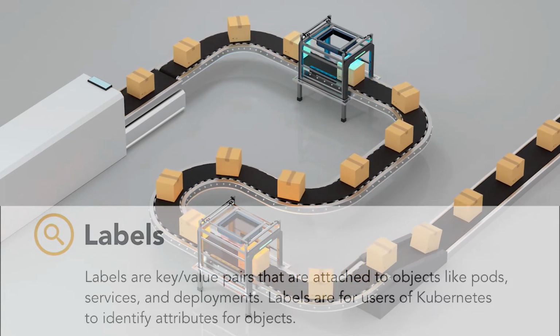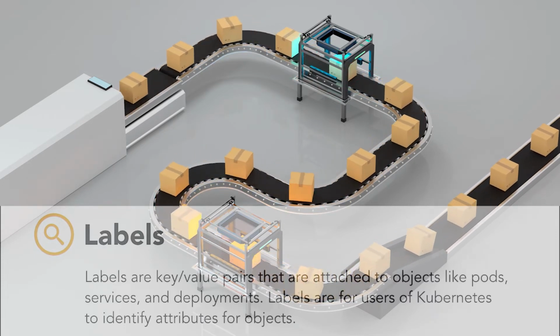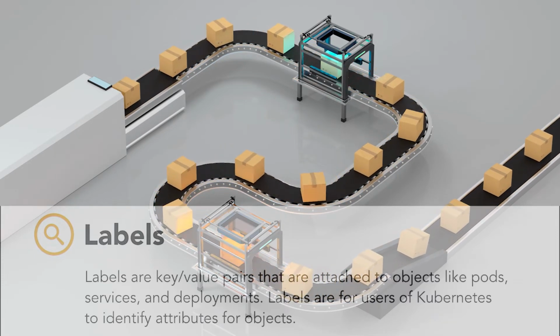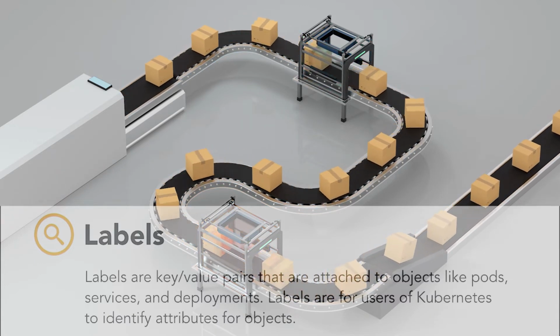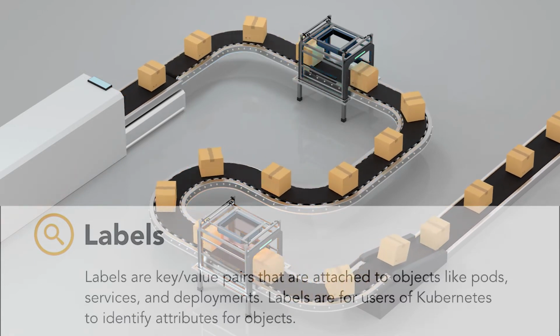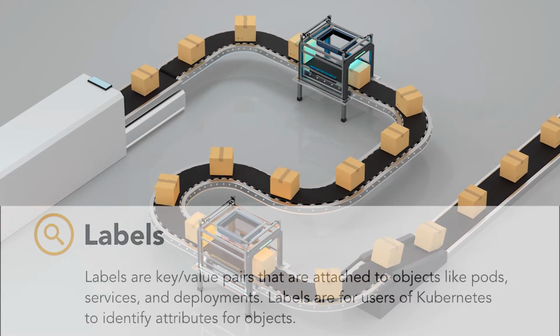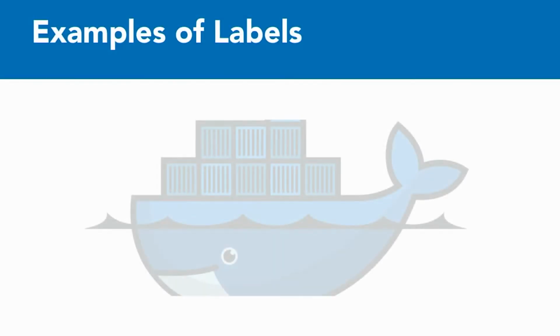Labels are for us, the users of Kubernetes, to identify attributes for objects. Typically, labels are used to organize clusters in some meaningful way. They can be added at deployment time or later on and changed at any time. Label keys are unique per object. Here are some examples of labels we might use.